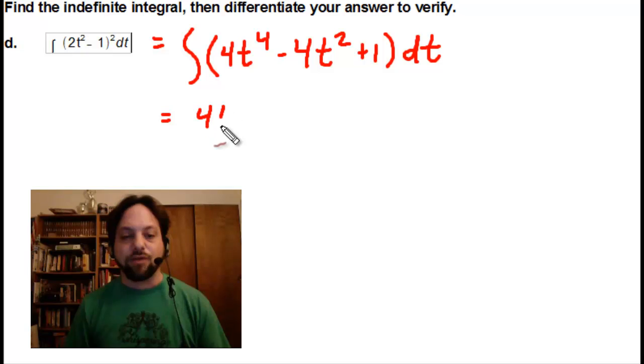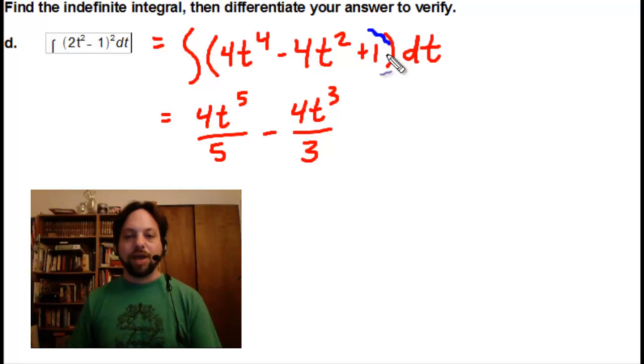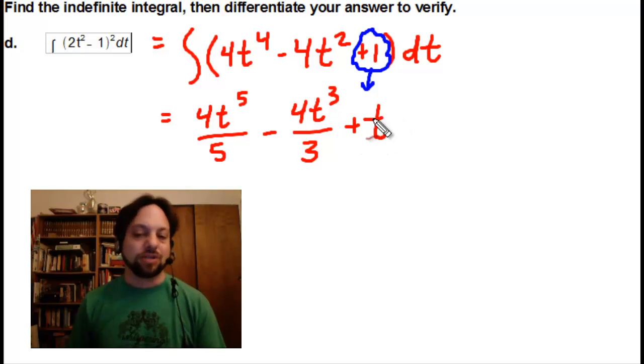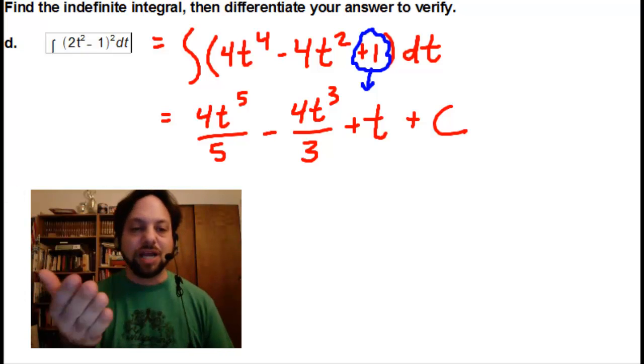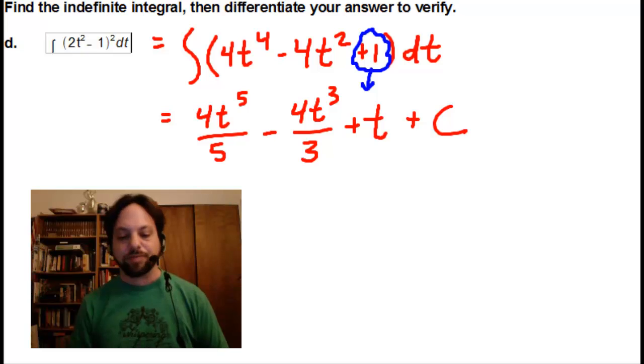So check this out. We have 4t to the fifth power over 5. We'll have 4t to the third power over 3. And do you remember what to do when we have just a constant hanging out? Well, remember that we just put the variable on that one. So that turns into plus t. Let's include our constant of integration. And there is what I consider to be, anyway, a very simple example.